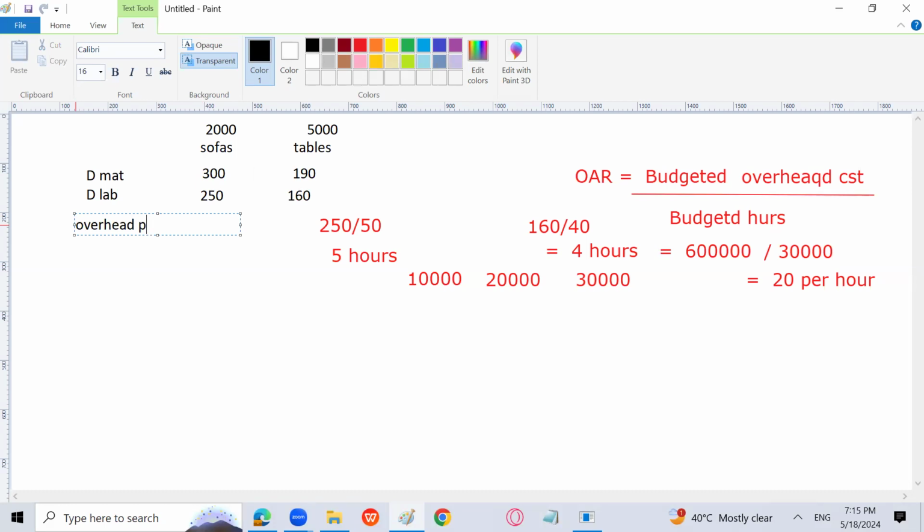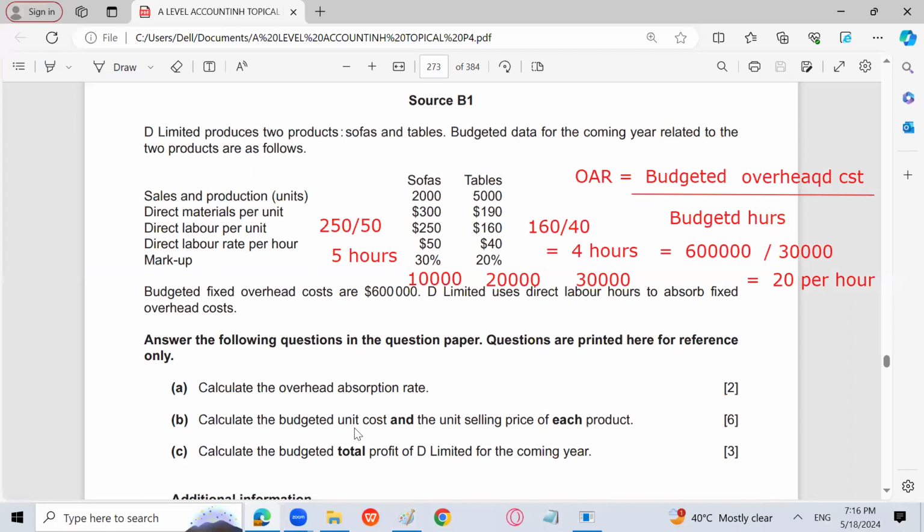Now, overhead per unit. I'm going to calculate cost per unit. Then I will add markup into this to find the selling price. Though the question has already asked you to find budgeted unit cost and budgeted unit selling price. So you are going to calculate unit cost and unit selling price. You can solve the question by going on unit basis rather than total. But even if the question asks you to prepare in total, you will go first per unit, then you will go in total.